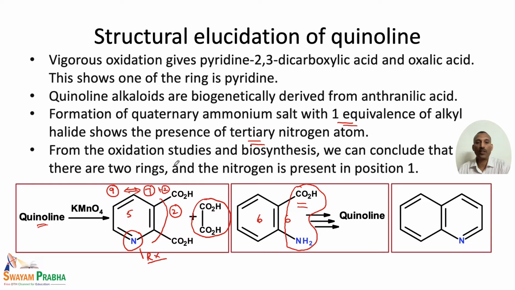So from the oxidation studies and biosynthesis, we can conclude that there are two rings that are present and nitrogen is present in position number 1. So this we will confirm. In the case of anthranilic acid, if this is going to be the biogenetic starting material, then obviously the amine and the carboxylic acid are in the ortho position. So that means this is the starting point for the amine. The nitrogen comes from one place and then in the adjacent position we have to have a carbon. So that means nitrogen is in position number 1. So that we can actually deduce how we are getting this particular product.